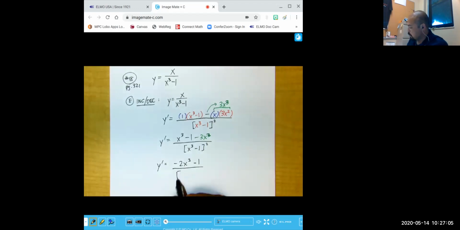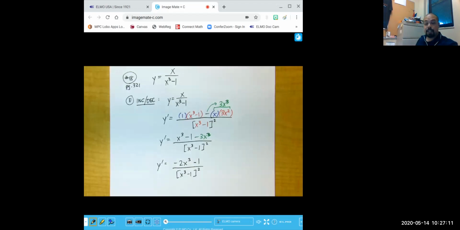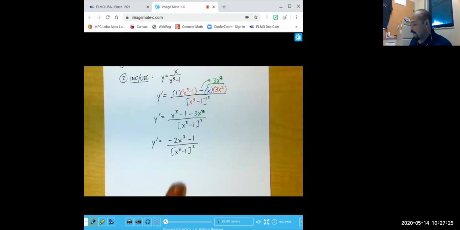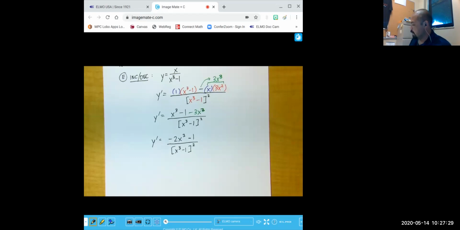all over that denominator squared. I can't cancel anything. Nothing simplifies. But there's our derivative. Double check my signs, my calculations, okay? So there's our first derivative. Later, for concavity, we're going to have to take the derivative of that. Okay. But let's start to work on this.